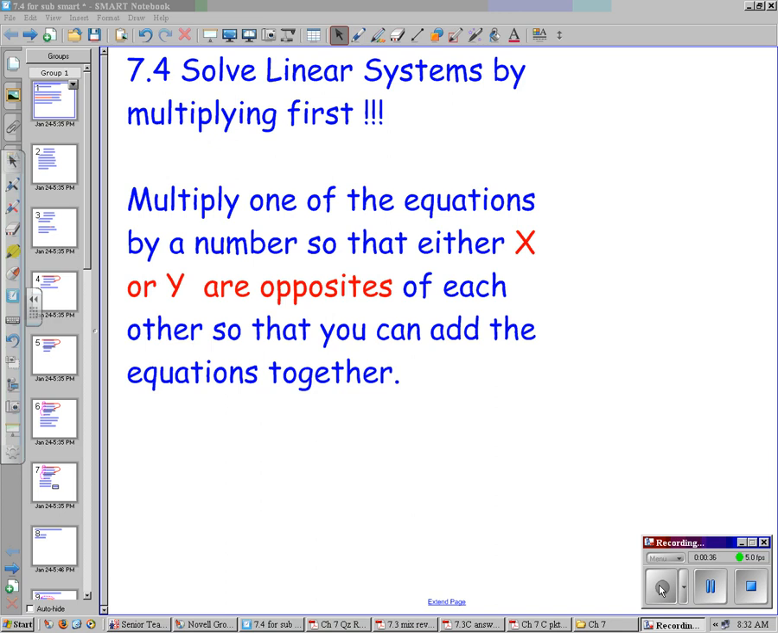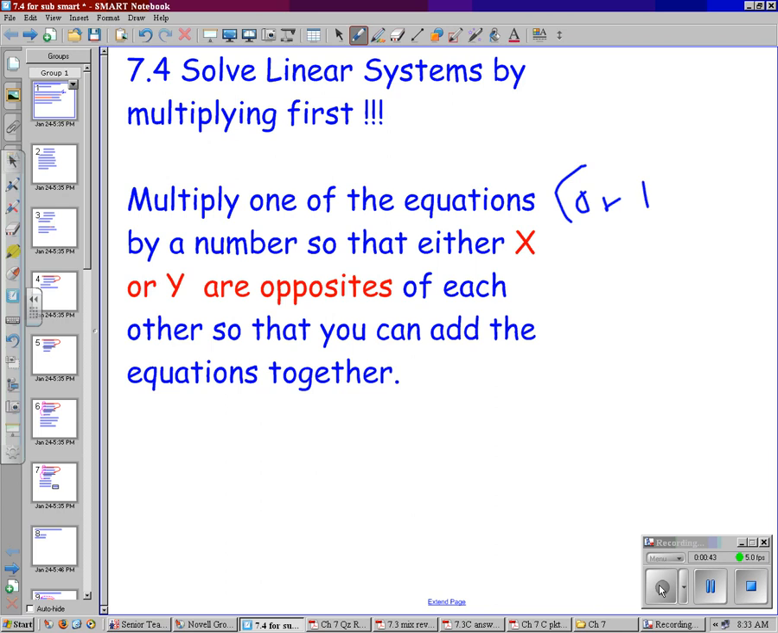I might put a caveat on this. You're going to have to multiply one of the equations, and I could write up here, or both. Okay, so it's possible you might have to multiply both by some numbers so that the x or the y are opposites of each other.